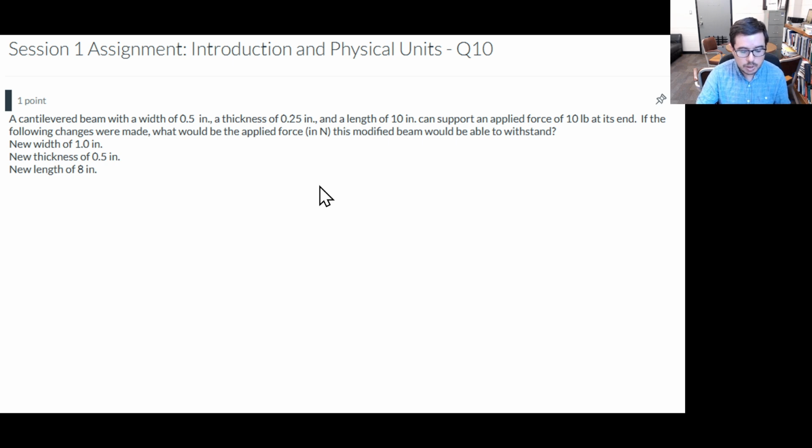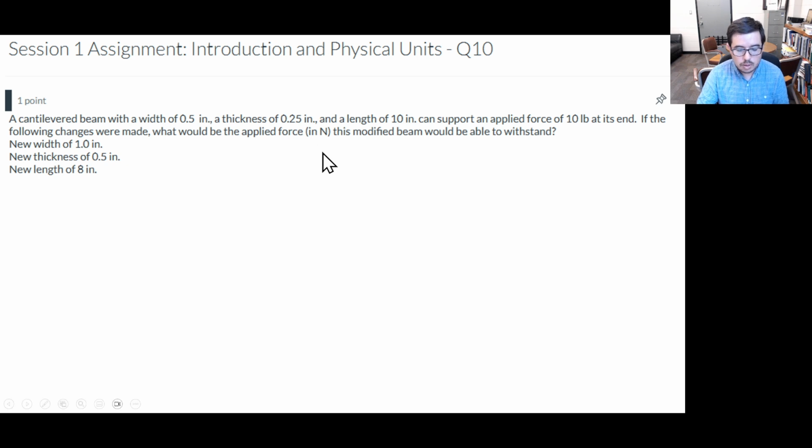So we have a cantilevered beam with a width of ½ inch, a thickness of 0.25 inches, and a length of 10 inches, which can currently support an applied force of 10 pounds at its end. Now, if we make these changes where we have a new width of 1 inch, a new thickness of 0.5 inches, and a new length of 8 inches, how would the load that this beam can withstand change? And one other thing that we want to keep in mind is that we want to go from 10 pounds at the end to force in newtons.